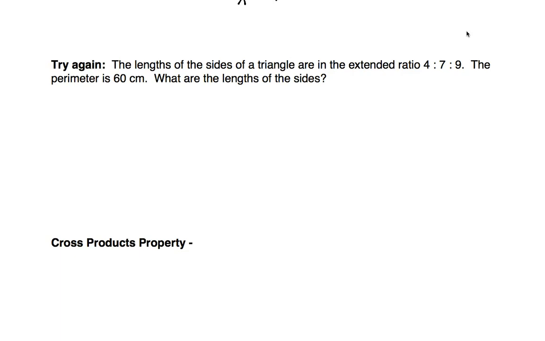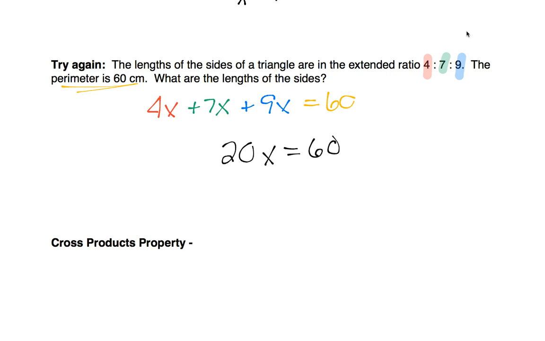All right, next one done the same way here. We have red, green, blue. 4x plus 7x plus 9x equals 60. So 20x equals 60. So x equals 3.